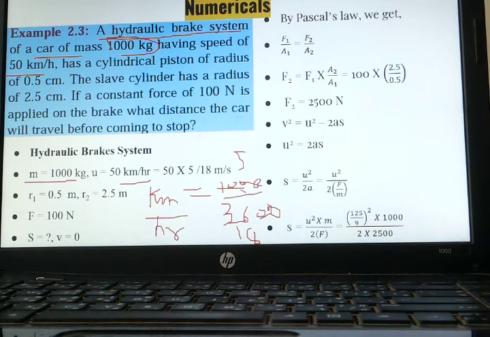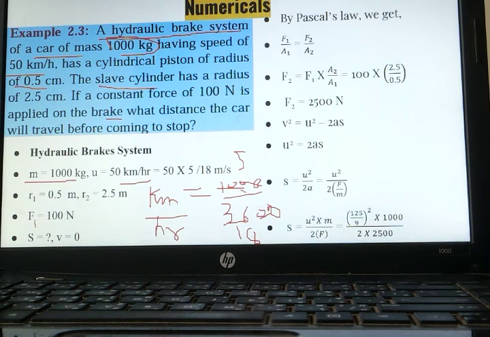Let us proceed. The brake has a cylindrical piston. We have already studied in the last period that hydraulic brakes consist of a cylindrical piston and a slave cylinder as well. The cylindrical piston's radius has been given, that is 0.5 centimeter. The slave cylinder's radius is 2.5 centimeter. A constant force of 100 Newton is applied on the brakes.